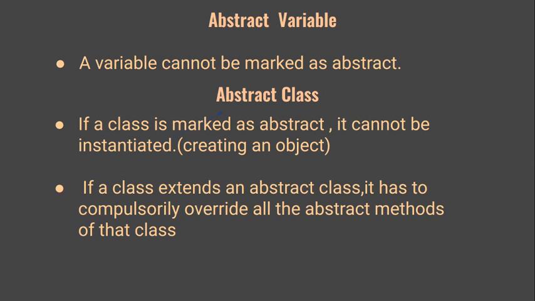And in case of an abstract class, if a class is marked as abstract, it cannot be instantiated. That is, you cannot create an object for that class. And if a normal class extends an abstract class, it has to compulsorily override all the abstract methods of that class, or it can mark itself as abstract. So now what do I mean by that? I will show you that with an example.